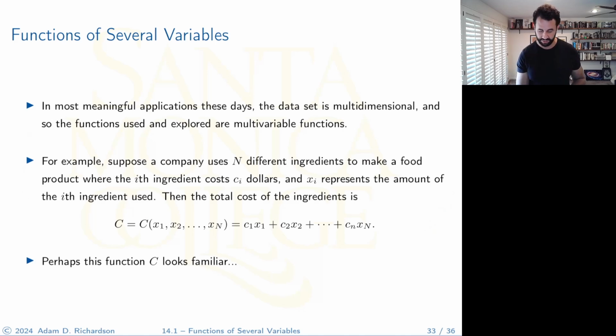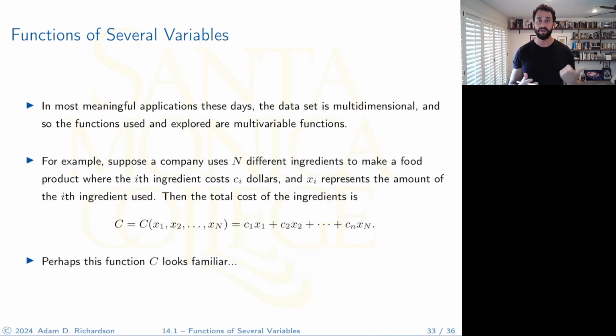Here's an easy example that's not physical points. Let's say a company uses n different ingredients to make a food product, and the ith ingredient costs c sub i dollars, and x sub i represents the amount of the ith ingredient used. So you've got 50 ingredients that you need to use to make this food product. Each one has a cost associated with it, and we need a certain amount of each ingredient. So what is the total cost of the ingredients needed to make the food product?